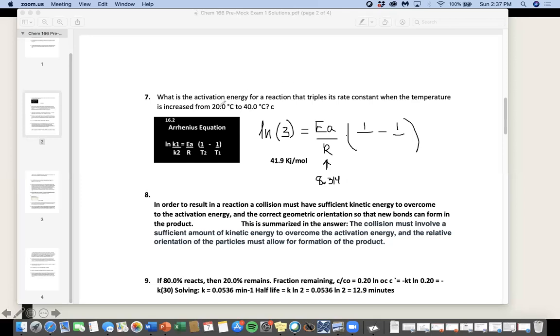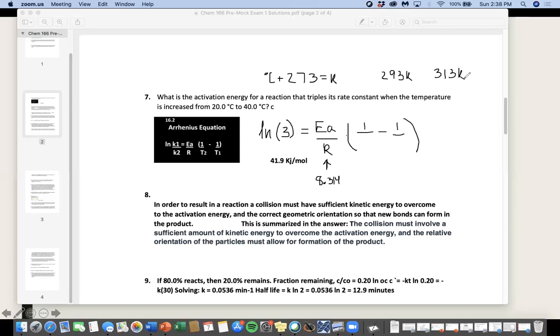So if you remember how you convert from Celsius to Kelvin, you just have to do degrees Celsius plus 273 equals your degrees Kelvin. So for 20, you would do 20 plus 273, and it's going to be 293 degrees Kelvin. And for your 40, because you'd be 40 plus 273, it's going to be 313 Kelvin. So those are your two temperatures.